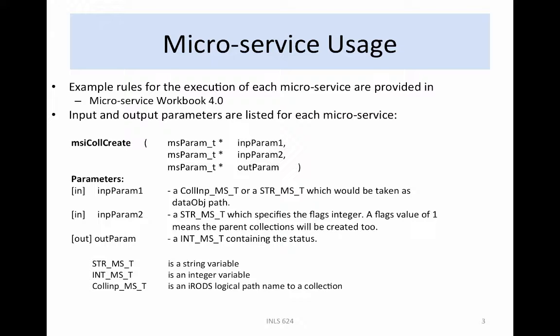COLL_INP_MS denotes an iRODS logical path name to a collection. KeyValPair_MS is a structure containing keyword value pairs. ExecCmdOut_MS is a structure containing the status of a command execution and the standard out and standard error output. The descriptions also include the meaning of each parameter. An associated example rule shows how the microservice can be invoked and the output that is generated by the microservice.